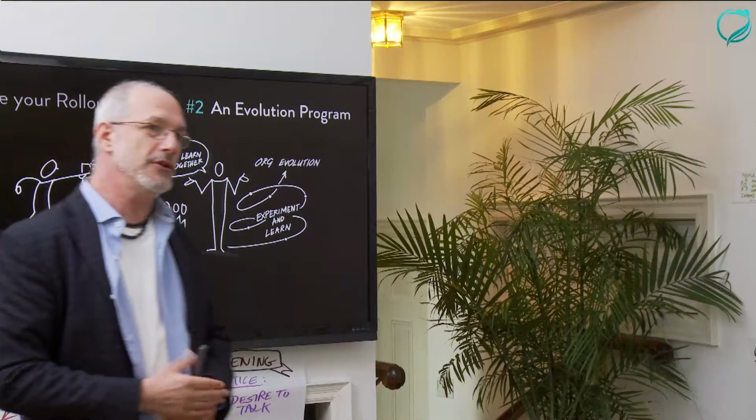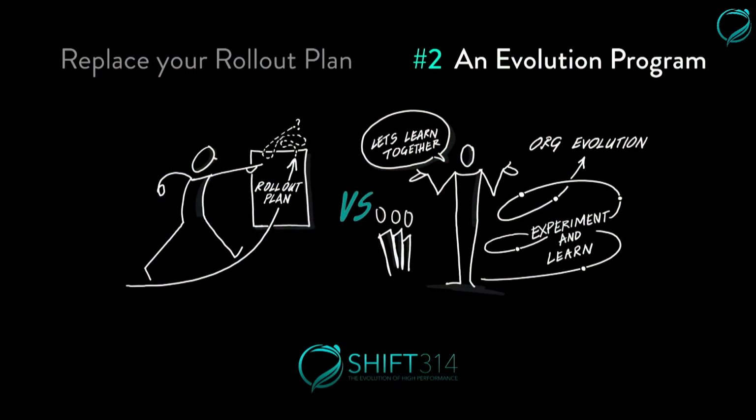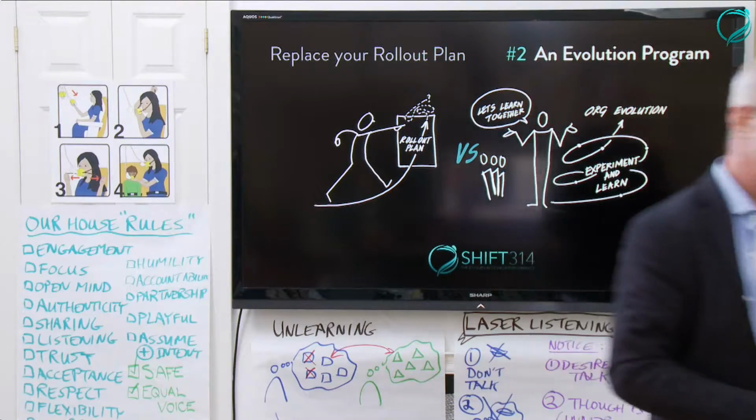Second key we're encouraging you to use is an evolution program. So instead of using a rollout plan, we're suggesting that you use an experiment and learn loop, an evolution program. When you use a rollout plan, over here.